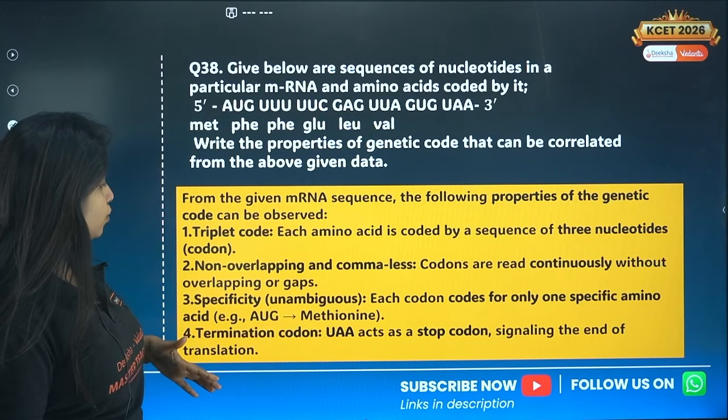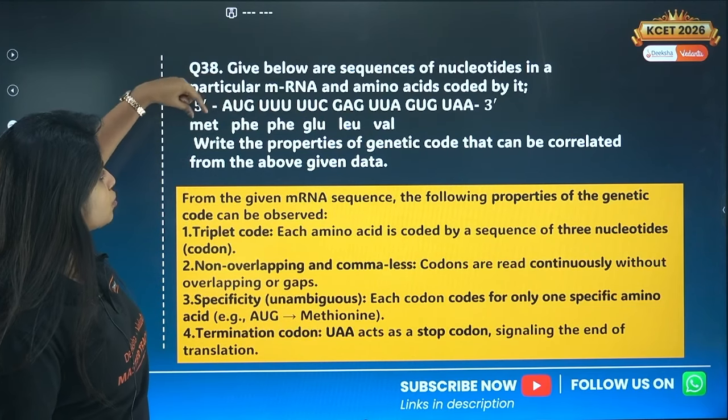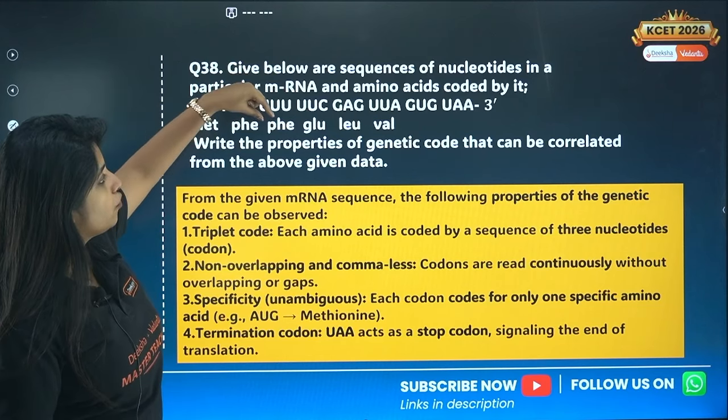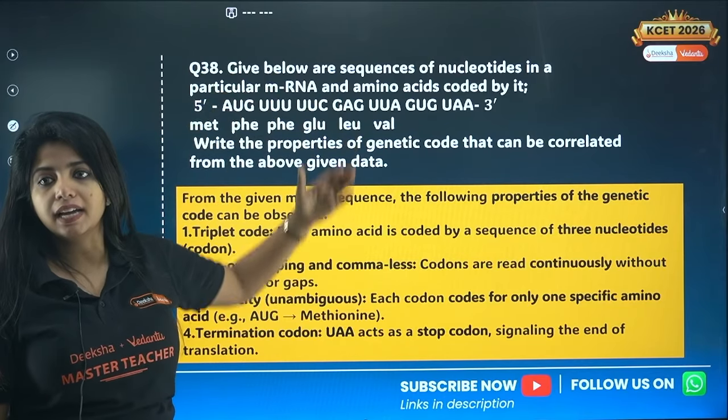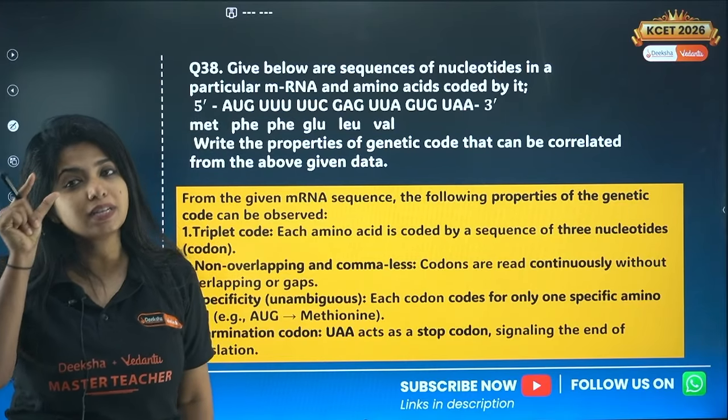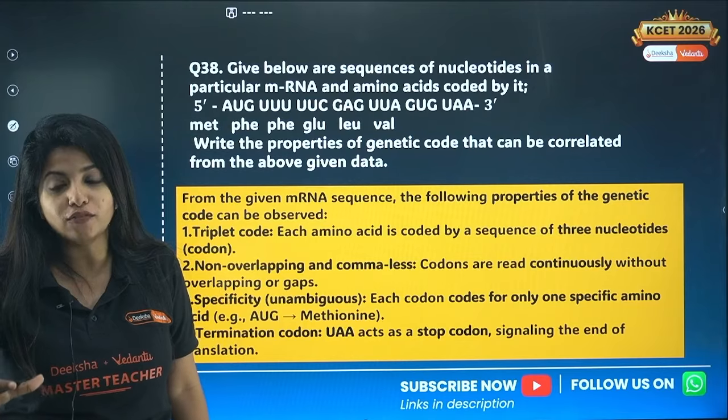And the next thing that you can find is what? Basically, AUG is coding for methionine. UUU is for phenylalanine. UUC is for phenylalanine. It's not coding for anything else. So, it is known as unambiguous nature. Each codon which is there codes for a single amino acid, not all of them.